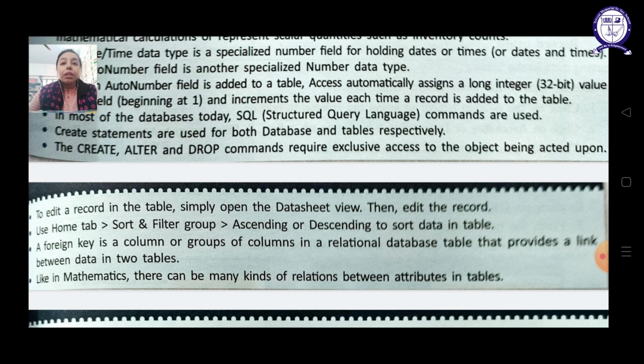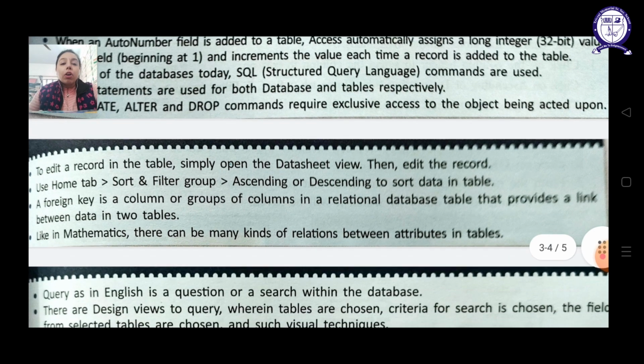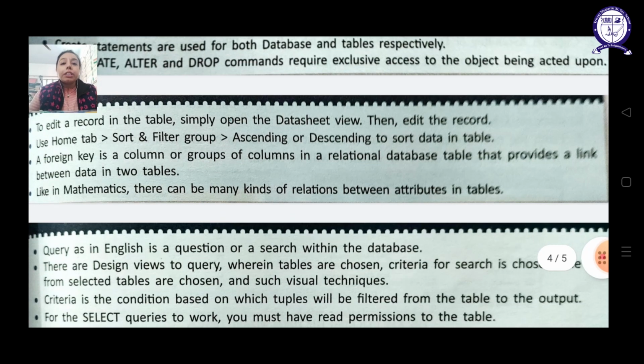Along with that, we have DML commands also, like the insert command, update command, and delete command. So basically these are used for doing the manipulation inside the table. That is why these are known as data manipulation language commands, right? Now, in order to edit a record in a table, first we open the datasheet view and then we edit the record. Along with that, if we want to sort a particular field in a table, that can be done using the sort option which is available in the standard toolbar.